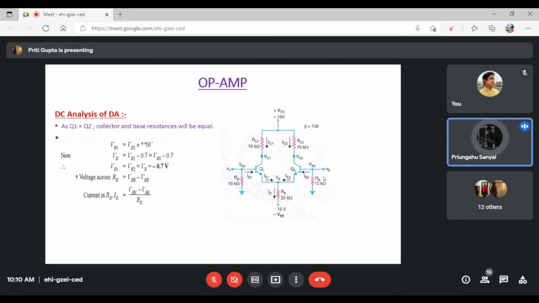Is it minus 0.000628 ampere? Yes, that is correct. Convert it into milliampere. How many zeros are there after the point? 0.000628 ampere. Okay, so convert it to 0.628 milliampere.